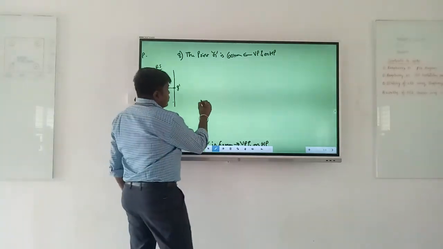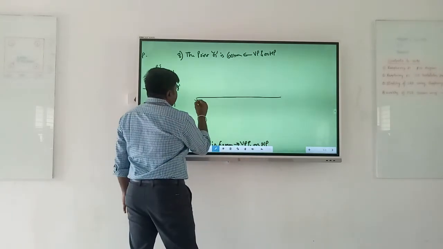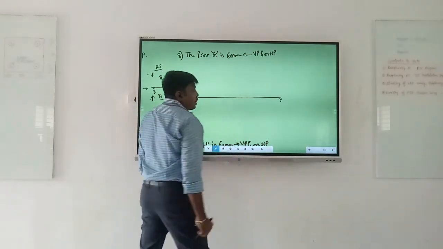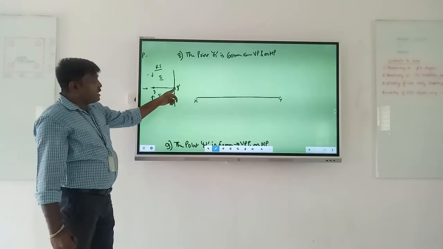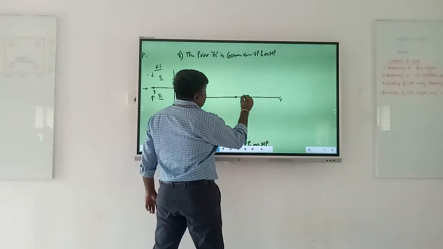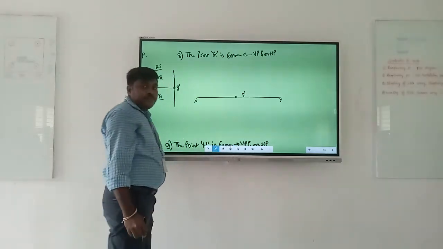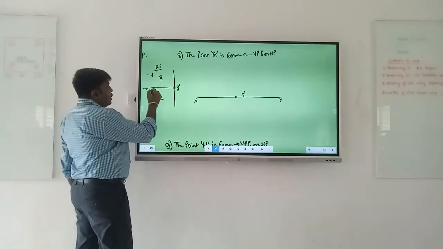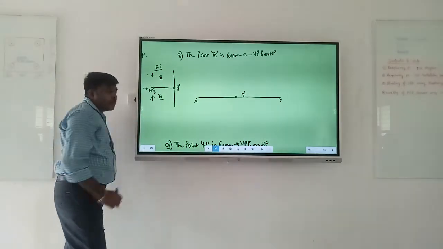So what will be your actual sketch? Please observe this very carefully. This is X, this is Y. Where is your G dash point? It is on the origin. So put your G dash point on the origin. Now where is your G point? It is in your horizontal plane.